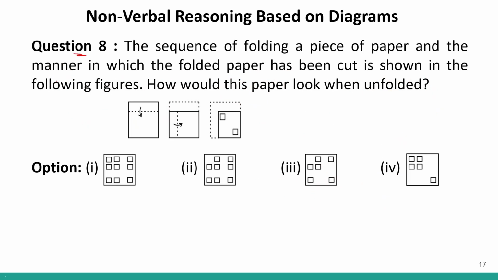Question number 8 is of paper folding and cutting. Over here, we had to take care of how the paper is being folded, the direction of the paper, and how the incisions are made. Two things we had to remember. Over here we have a rectangle. First, we folded the paper in this direction and then we folded the paper in this direction.